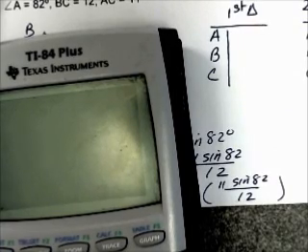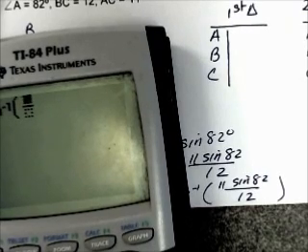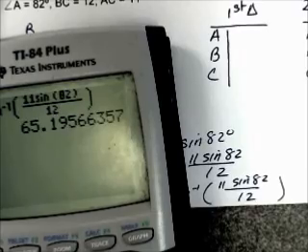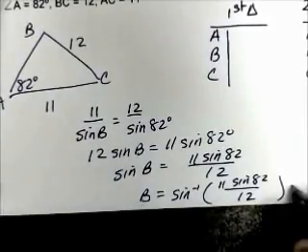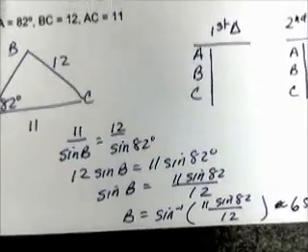Second sine of our fraction, 11 sine 82 divided by 12. We get 65 degrees. So this is equal to approximately 65 degrees.